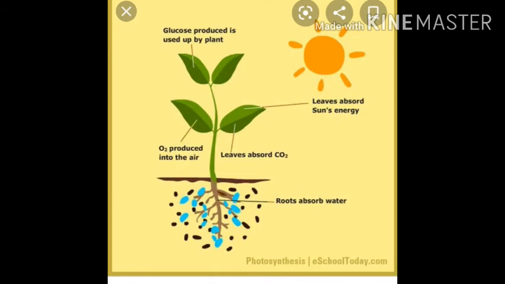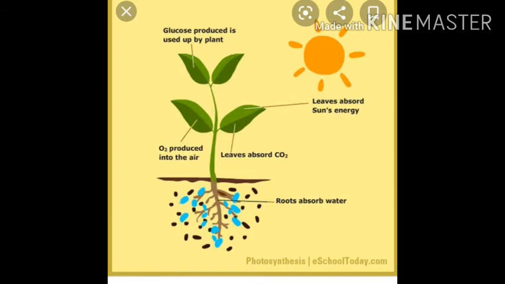The first thing is sunlight. Sunlight is the basic requirement for photosynthesis because it provides energy for the process. Next thing, water. Water is needed and is absorbed from the soil by roots of the plants. Soil also contains essential nutrients.